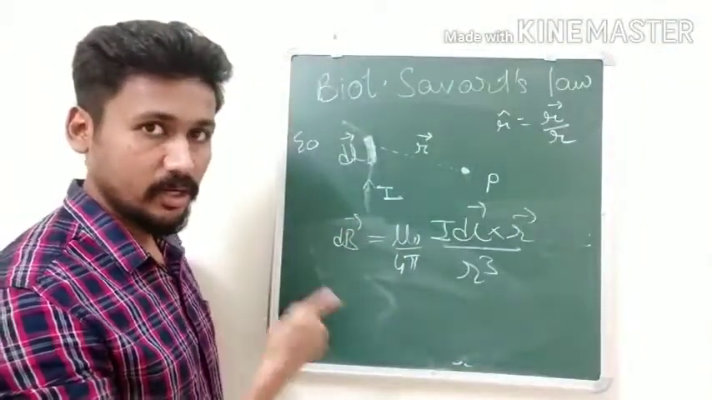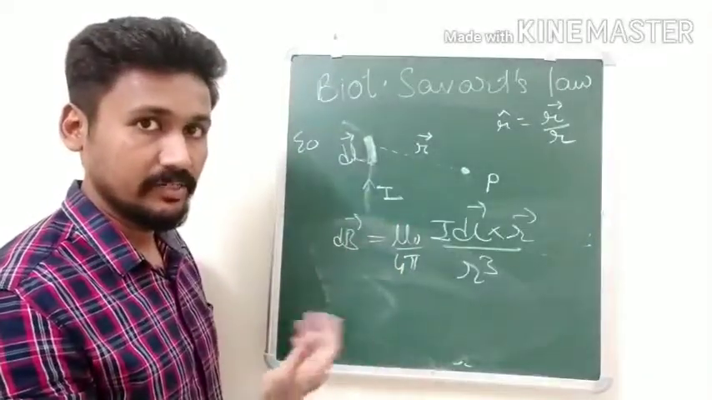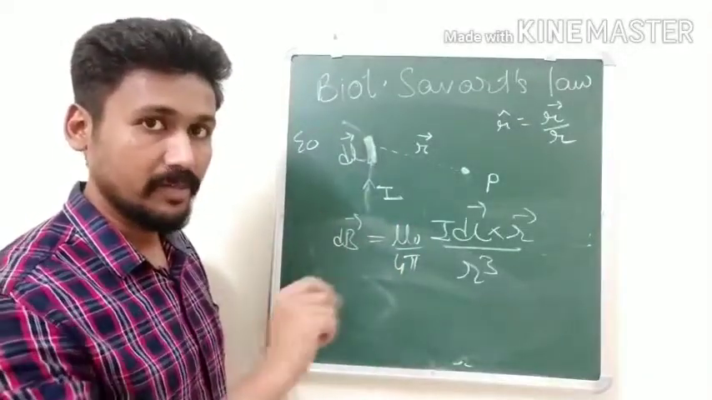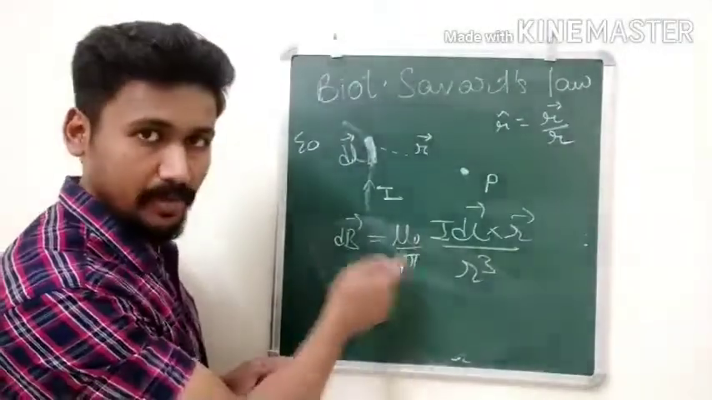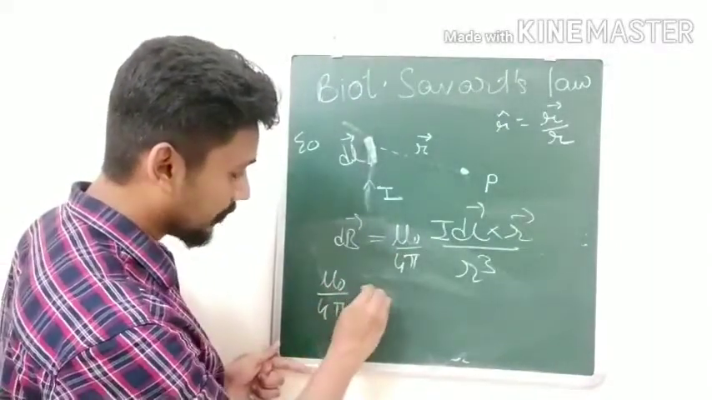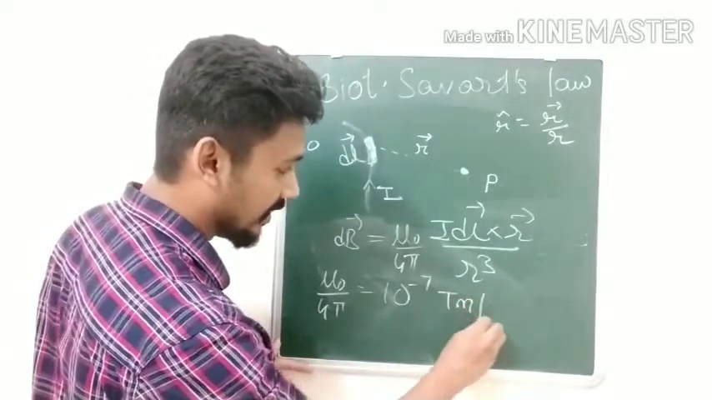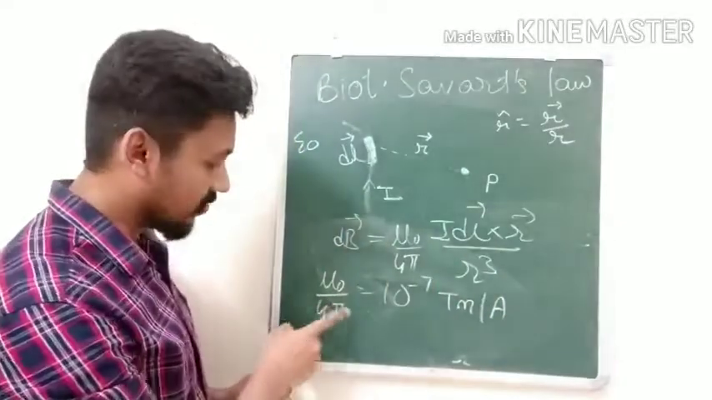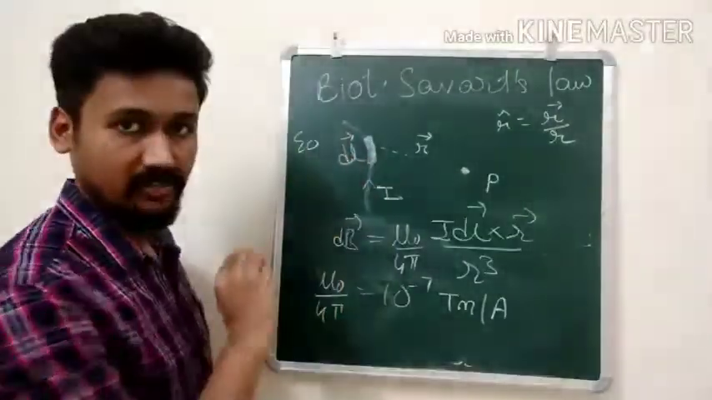So when we have air or vacuum, we write mu naught. If it is some other medium, then that will be the permeability of that particular medium. That is for a later day. So mu naught by 4 pi is the constant, and we have found that mu naught by 4 pi is equal to 10 to the power minus 7 Tesla meter per ampere. That is the value of mu naught by 4 pi. So this is Biot-Savart's law.